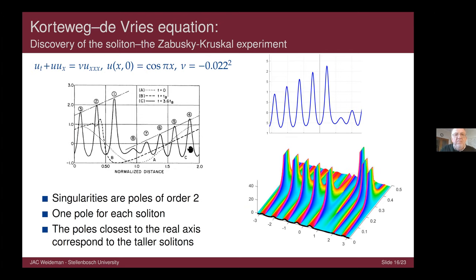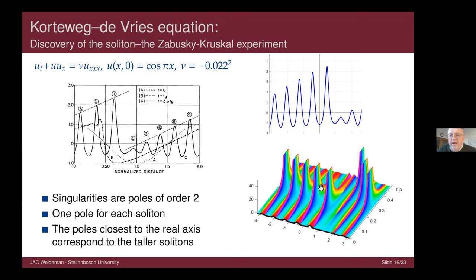Now, this is the famous picture from the original Zabusky-Kruskal experiment where they discovered the soliton and announced it. I suppose this is probably the most famous picture in all of applied mathematics. Their initial condition is just a cosine. I've used the minus sign; I've just transplanted their solution to my interval minus pi to pi with minus cosine x as initial condition. And this is what the Zabusky-Kruskal picture looks like in the complex plane. I'm rather proud of this picture. I believe this is the first time that the complex plane version of the Zabusky-Kruskal picture has been shown.